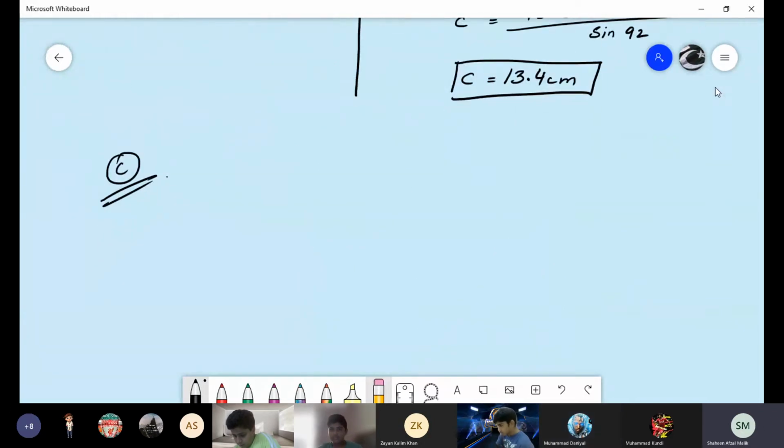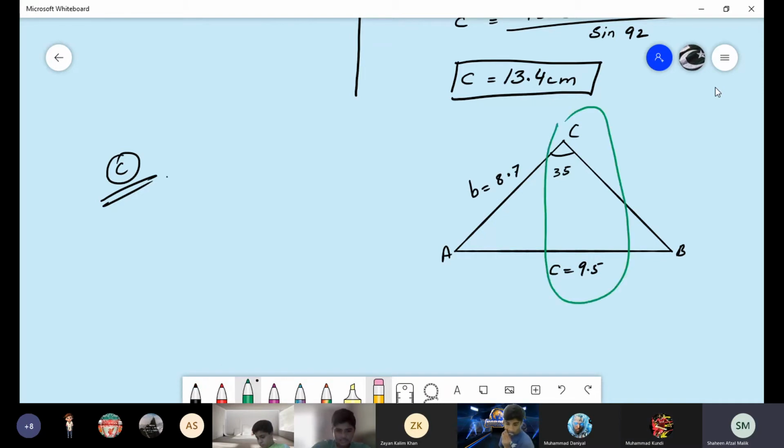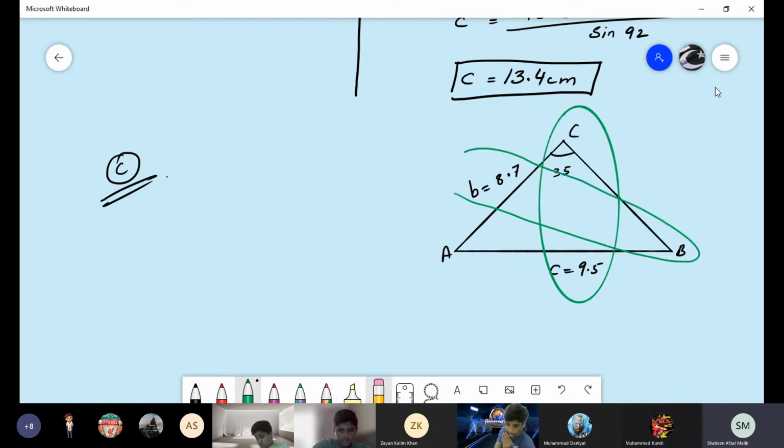C part. Yes, Muhammad Kundi, there is the same diagram. Yes, ma'am. Triangle ABC. This time the angle C is given to you. Yes, ma'am, 35 degrees. And the side c is given, that is 9.5. Side b is given, ma'am, it's 8.7. Okay, so you can make the pair again. See, this side is given to you. For that, first of all, you can find out the angle B. So how will you find out the angle B?